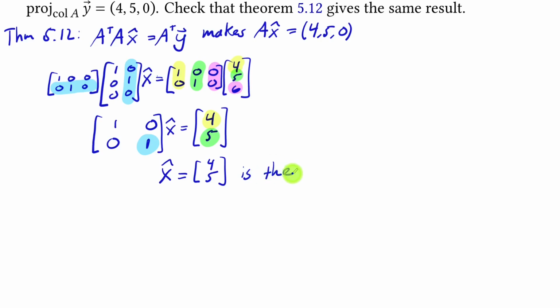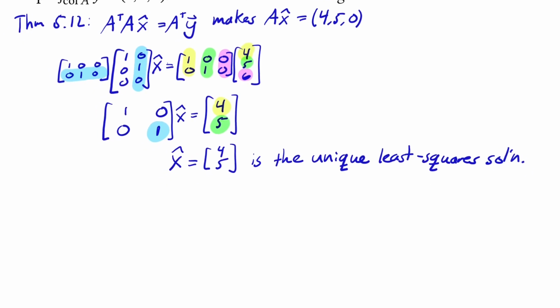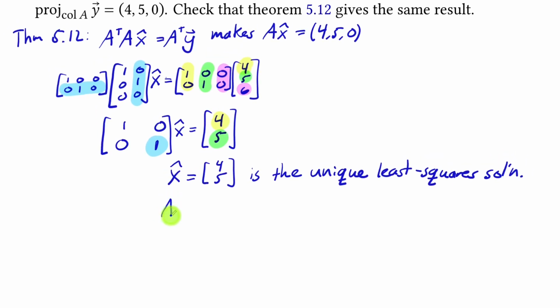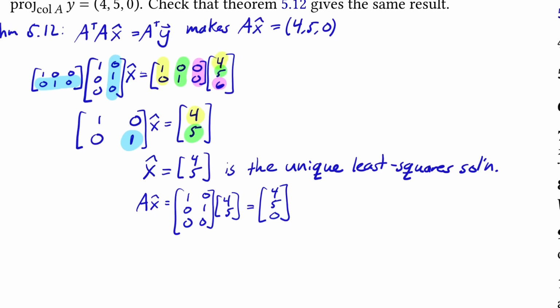It's not always unique. It depends on the matrix A that you have. It turns out the columns of A have to be linearly independent to guarantee a unique least squares solution. And they are in this case. So that's the least squares solution, but A x hat means doing A times this 4, 5, which will give you 4, 5, 0, which is indeed the projection of y onto the column space of A that we found before.